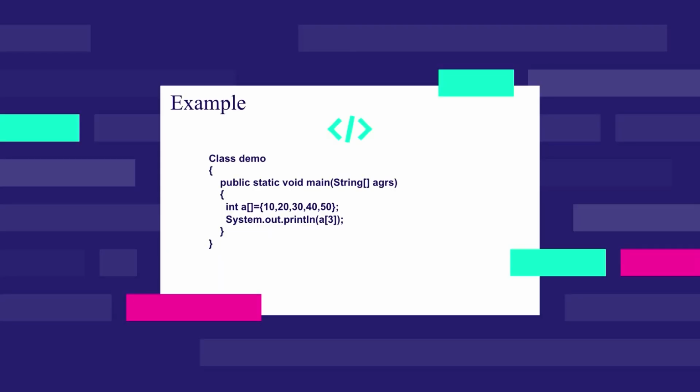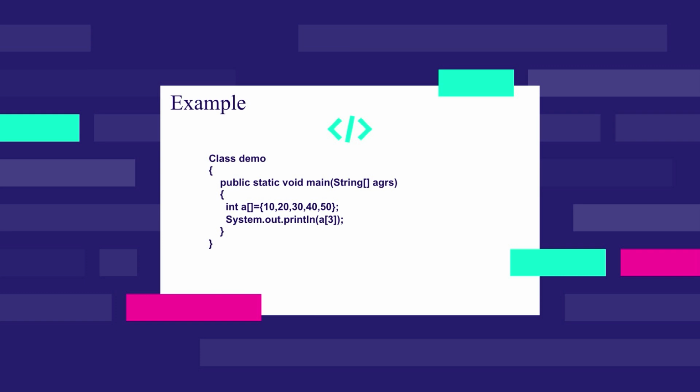In this example, between the 0 to 4 index of the array, the elements of the array are 10, 20, 30, 40 and 50. So in this example, a is a reference variable. It will refer to all the indexes of the array. We can directly access any element of the array through the reference variable of the array.